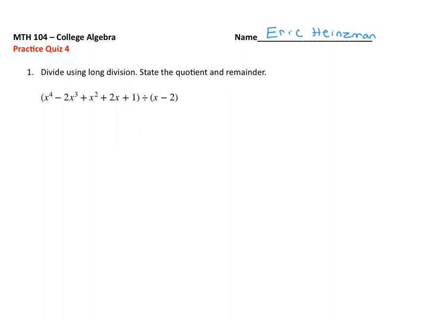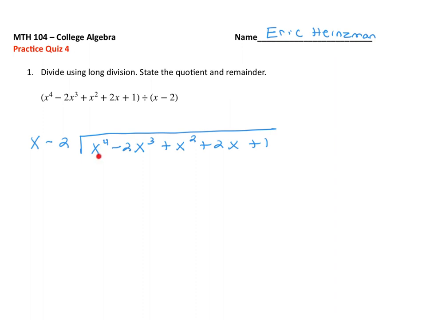So for long division, I'll rewrite this problem as x minus 2 divided into x to the fourth minus 2x cubed plus x squared plus 2x plus 1. Had we been missing any exponents from 4 all the way down to just this constant, we'd have to include a 0 times x for that power, but none of them are missing.